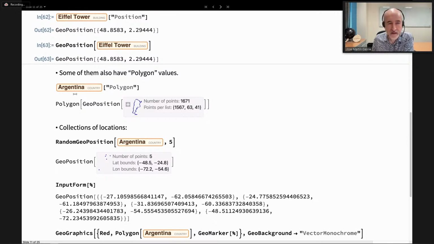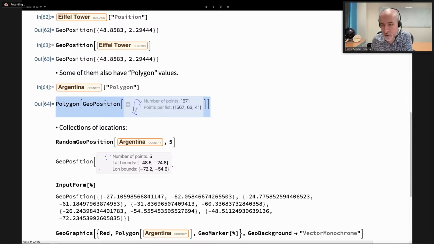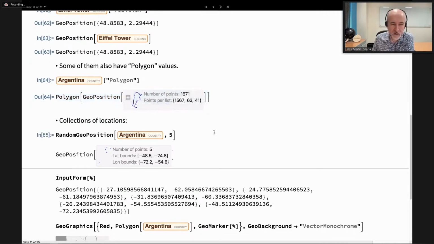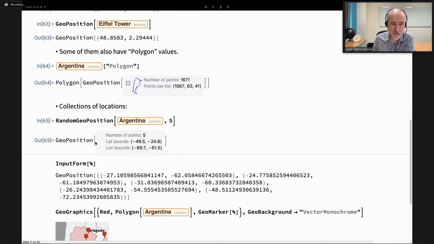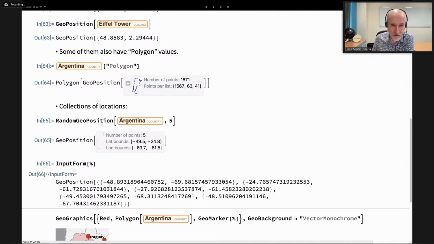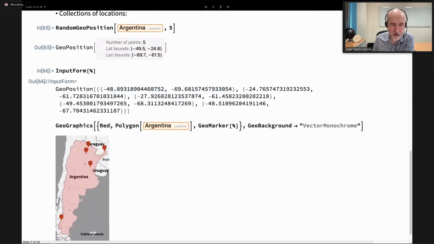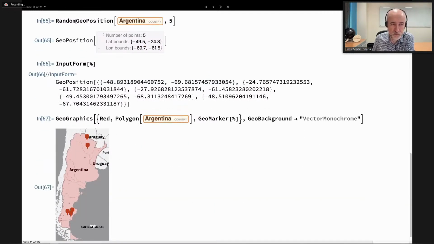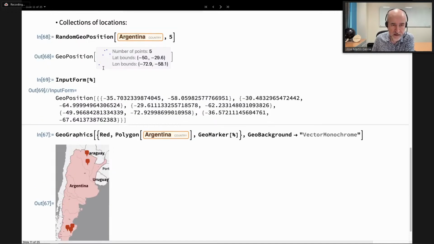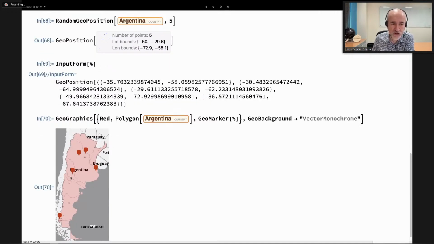Another important property for many of the geo entities is the polygon. Right? For the polygon, you get this construction, a polygon containing geopositions. So a polygon in which the vertices are locations on the world or on another planet. And we can compute random geopositions. So this gives me 5 pairs, latitude, longitude, in the area I requested. And now I can go and say, okay, plot them in a map. And that's what we get. If I reevaluate this again, I get a different set of locations, and I can draw markers at the locations we got.